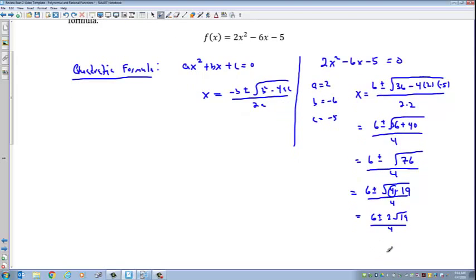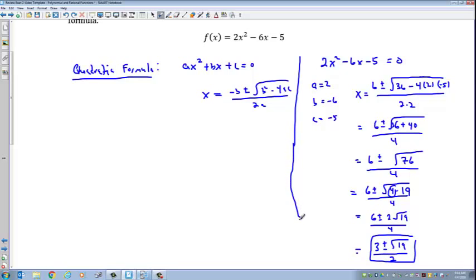And then we're going to give 2 to each of these, right? So when you give one of these 2's to 6, you get 3. So you get 3 plus or minus, and this also gets a 2, so root 19 all over 2. And that should be my final answer. So 3 plus or minus the square root of 19 all divided by 2.